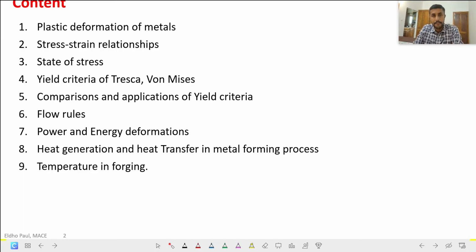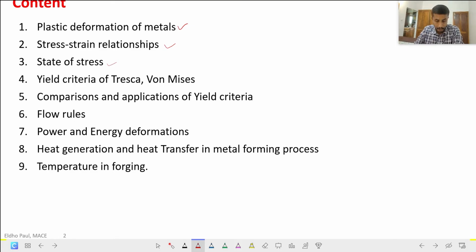The initial content of this lecture series is the fundamentals of plastic deformation. In this area, we will discuss the plastic deformation of metals, and then the solid mechanics of what happens when we do plastic deformation. We will discuss the stress-strain relationship and the state of stress during plastic deformation, and two yield criteria which are very important in plastic deformation, the Tresca criterion and the von Mises criterion. Then we will compare these two criteria.